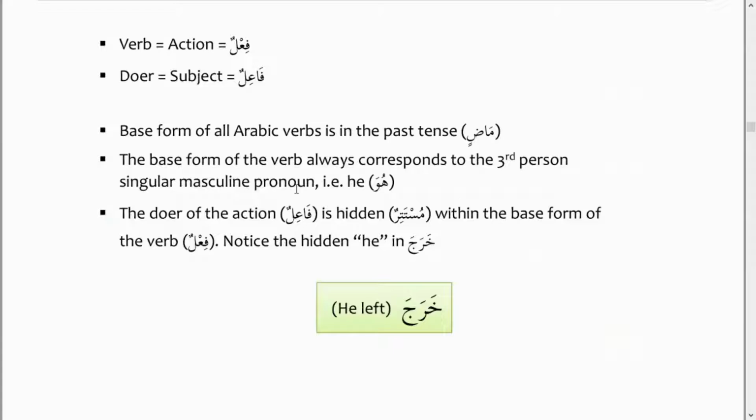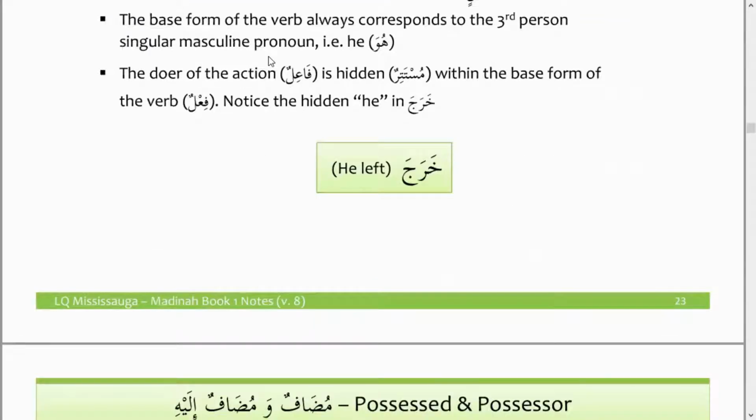The doer of the action is fa'il, and many times it is hidden, mustatir. The fa'il is hidden because fa'ala itself means he did. Like for example, kharaja itself means he left, right? But sometimes the fa'il comes in the sentence. For example, if I say kharaja Muhammadun, Muhammad went out, right? That time you won't say "he Muhammad went out." You won't say that. We will say Muhammad just went out.